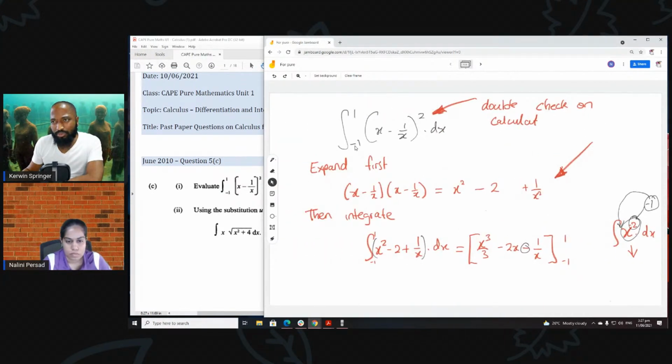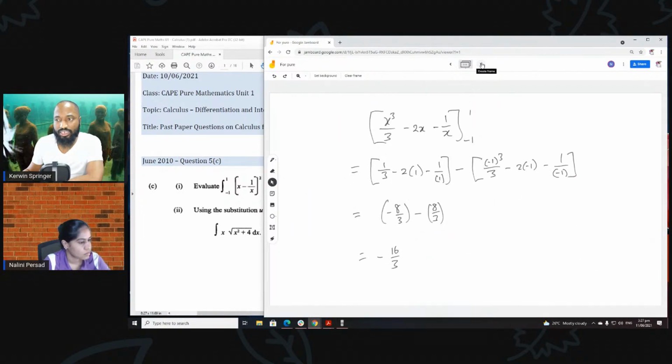Yeah, so normally you should be able to put this in your calculator and integrate, but this 1 over x isn't working in the calculator. So I'll take a little look at that.